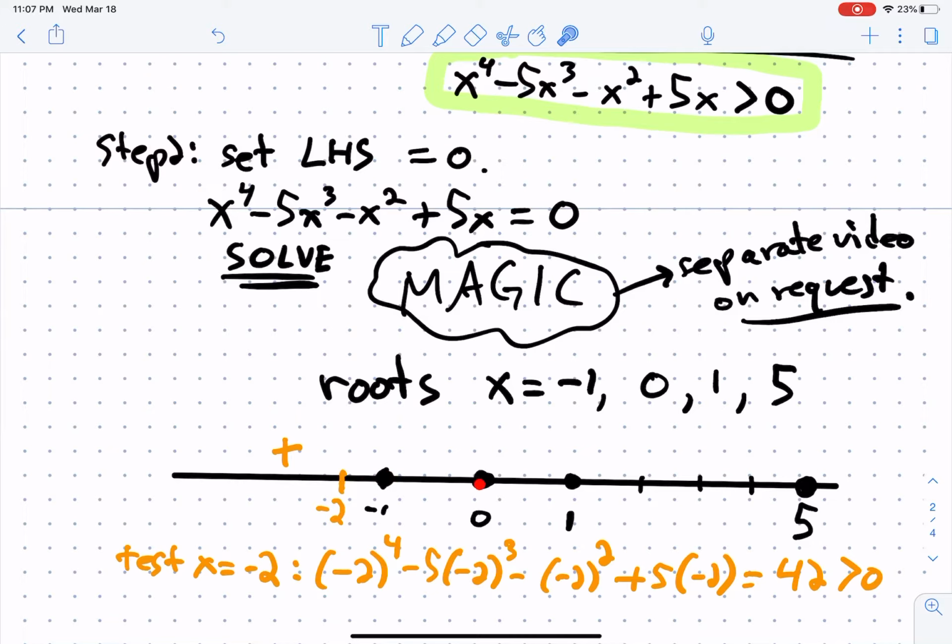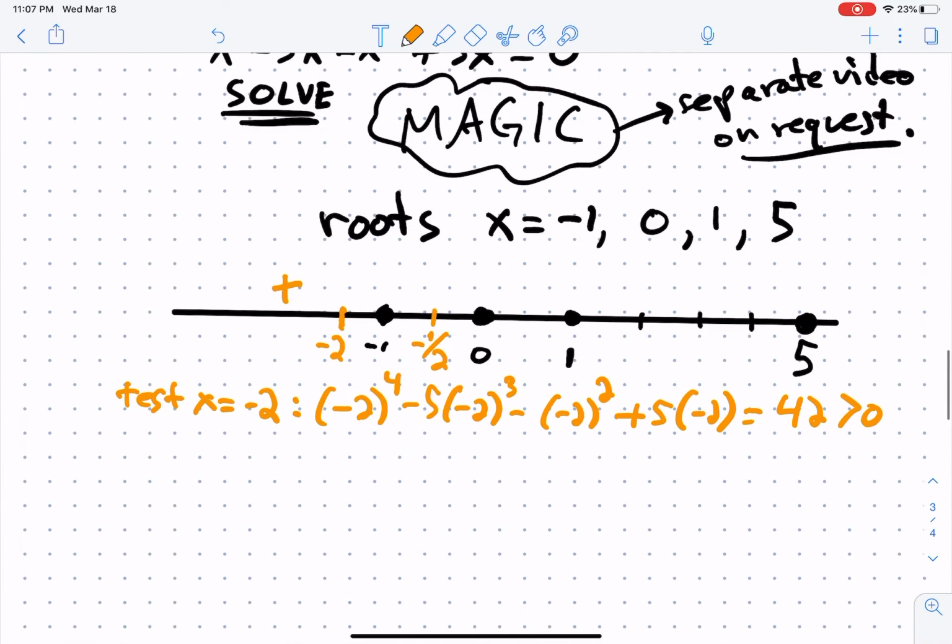Next, we want to look at the interval from -1 to 0. Now, we have to test something in here, and we can't use the endpoints. So that means we got to test something in the middle. That means we're going to have to use a fraction. Here, I'm going to use 1/2, sort of the natural seeming. Oh, but it's not a positive 1/2. It's a negative 1/2 because it's on the left side of 0 there.